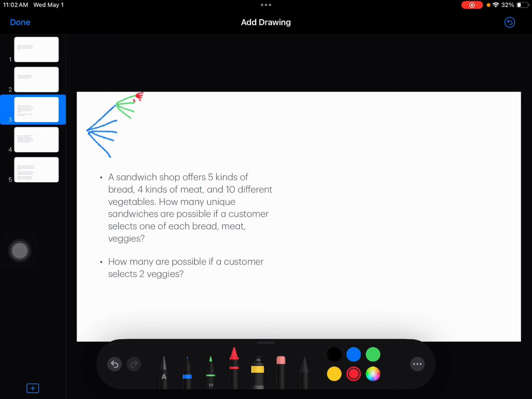And you can see again that the tree diagram gets really big really quickly. But the main idea here is that for each of the 5 kinds of bread, they're going to have 4 kinds of meat, and then they're also going to have 10 possible options for vegetables if they're choosing only one each. 5 times 4 is 20. 20 times 10 is 200. So there are 200 possible arrangements. And that kind of makes sense.